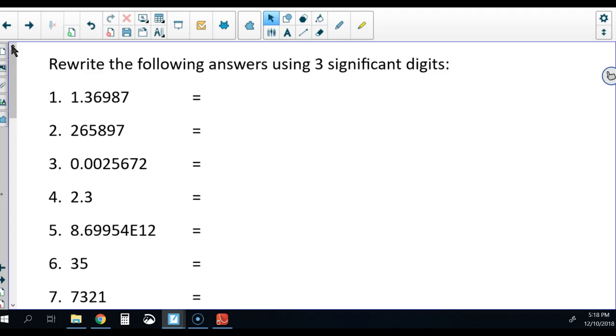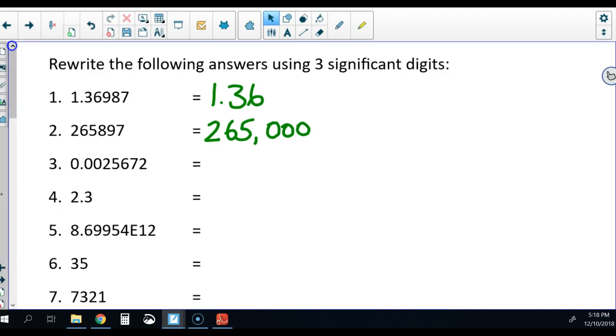So think about this number 1, 1.36987. How would you write that down if this were a calculator test? 1.36. Number 2, 265,897. 265. Those are your 3 significant digits. 0, 0, 0. Round everything off after that.